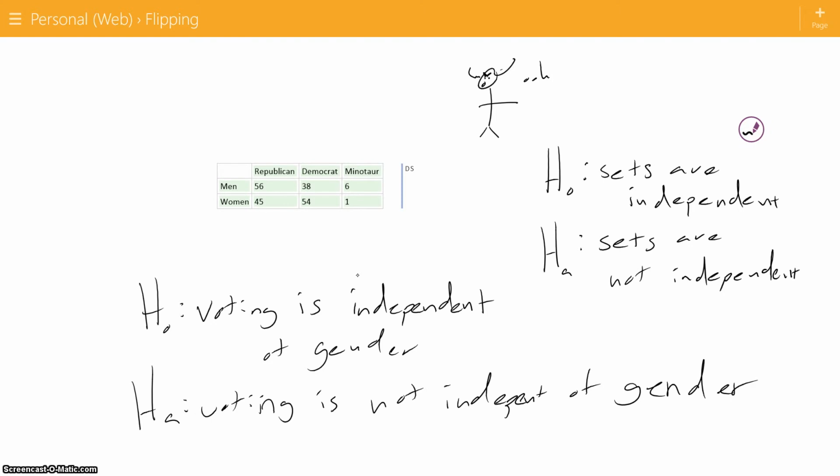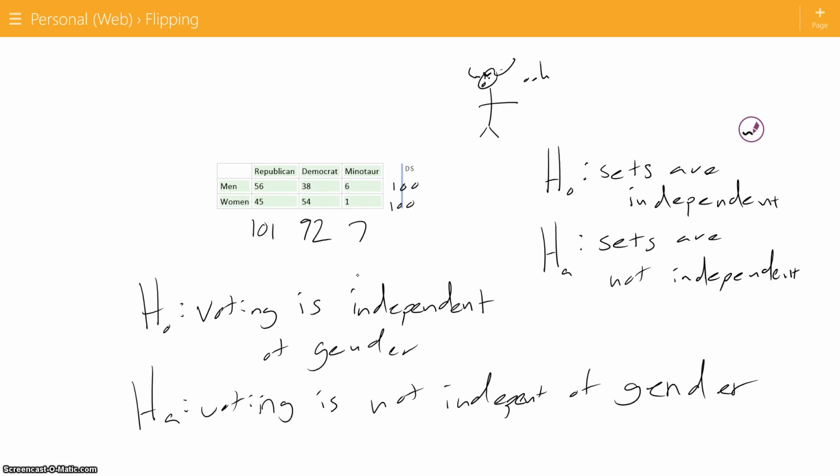Two things that are mutually exclusive cannot be independent and not independent. All right. To go further here, what we're going to need are totals. So we need to get some totals for these columns and some totals for the rows as well. So 56 and 45, well, that is 101. Sometimes you'll be given this. Quite often, though, you'll have to figure it out yourself. 38 plus 54, that is 92. 6 plus 1, that was 7 last time I checked. 56, 38, and 6 all add up to 100. And 45, 54, and 1 also add up to 100 as well.